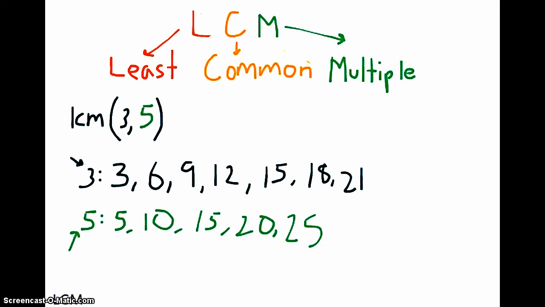Now, again, all of these numbers are multiples of 3. All of these numbers are multiples of 5. So what we're trying to do is look for the smallest number, the least number that they have in common. If I look through my multiples of 3, I spot a 15. And in my 5s, I spot a 15. So what I like to do is to highlight or circle the number so I know which one it is. And 15 happens to be the lowest common multiple, so the LCM of 3 and 5 is 15.